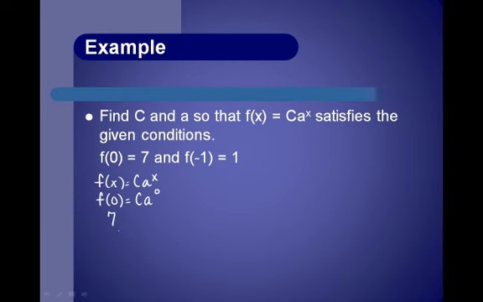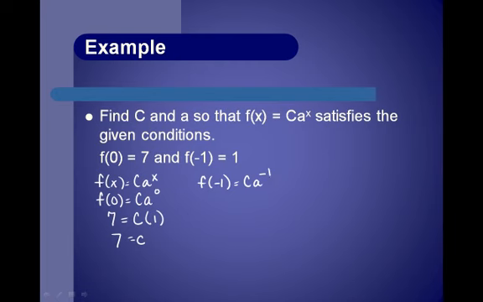Well, f of 0 is 7. c a to the 0, a to the 0 is 1. So basically we've got that c is equal to 7. Then we're going to take that and we're going to do it again. This time we're going to do f of negative 1 equals c a to the negative 1.